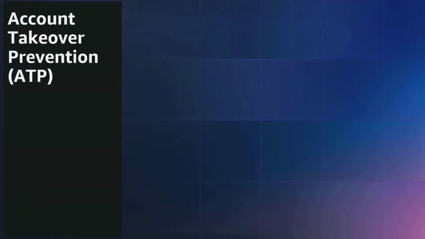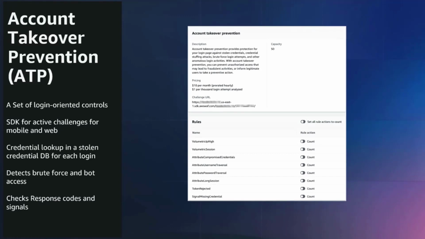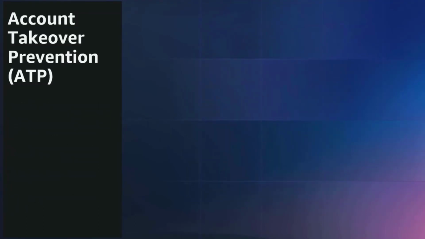Again, on the console, this feature is offered as a WAF managed rule group. You can turn this on with some additional configuration, but by a couple of clicks. As mentioned previously, ATP can also integrate with the SDK. ATP can detect brute force attempts that try to log into your website. We have the ability to check response codes and also other signals. To configure this on your console, additional configuration needs to be provided.